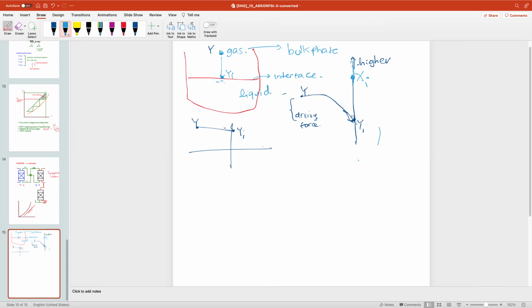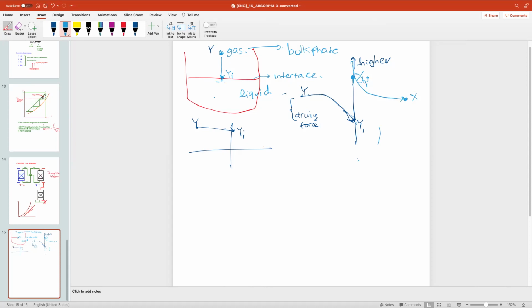Okay, so then we have this one at the interface. When it goes from the interface into the bulk phase, in order for the molecules to move, for the mass transfer, it also needs a driving force. So that's why the driving force would be like this. Why the curve is like this, I don't know, because I think they have measured before and it looks like a curve like this. It's not linear, but to be honest, I don't know.